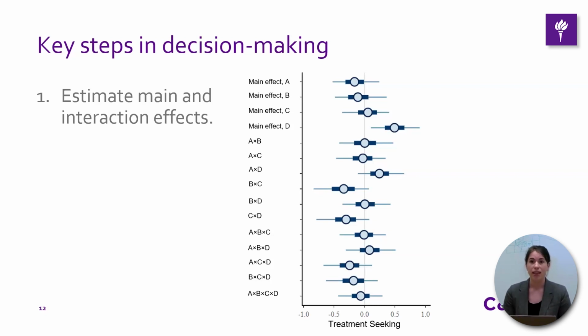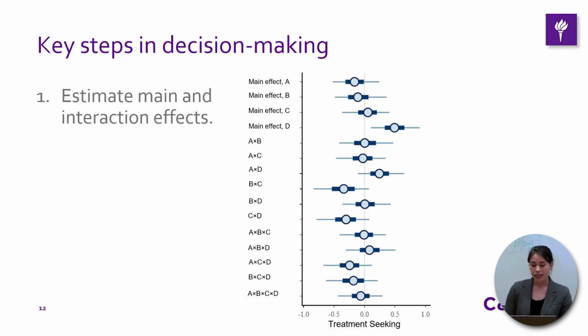In this case, this example is a 2 to the 4th factorial optimization randomized control trial. And so there are 4 main effects that are estimated, some 2-way interactions, 3-way interactions, up to 1 4-way interaction. And these are just depicted visually. This is a higher is better treatment seeking outcome.